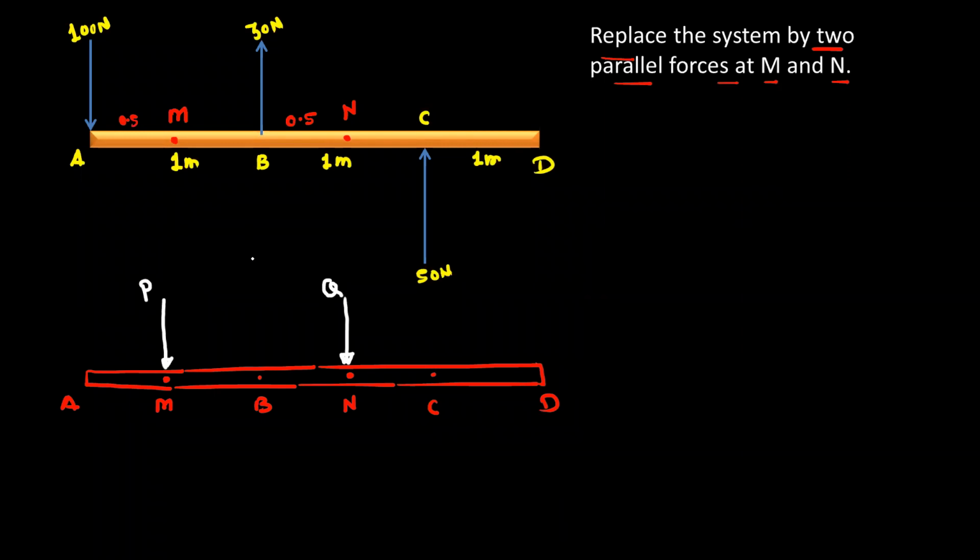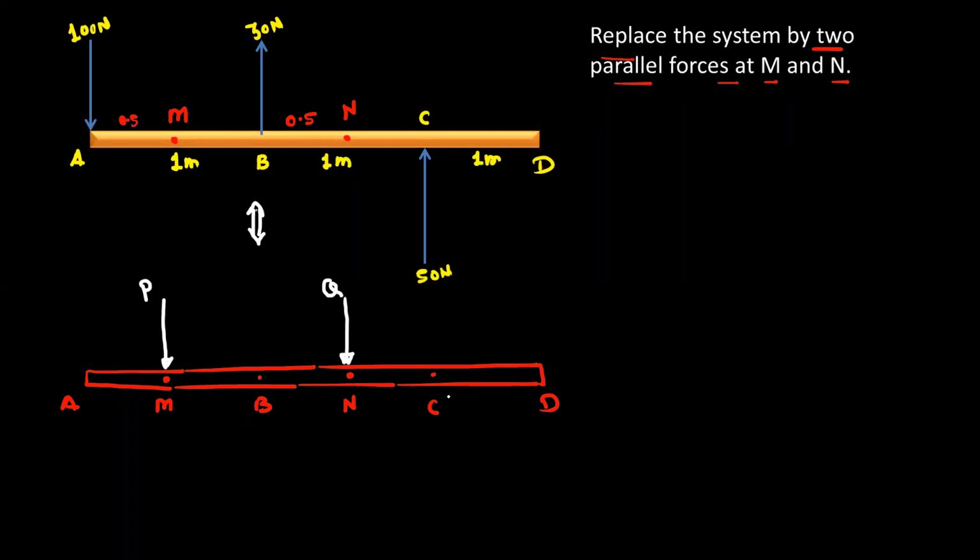Okay. So we have to find out the magnitude of P and Q so that the new system will be similar to the original system. There should not be any change in the effect. Okay. So the resultant has to be the same for this system, and even the moment at any point must be the same.